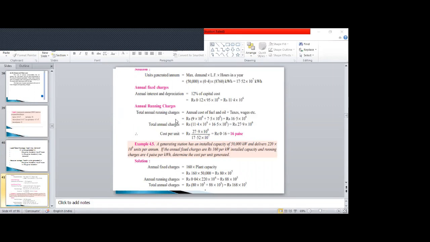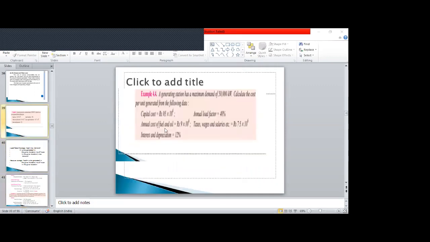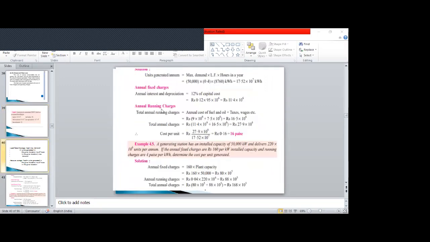Whereas annual running charge, as we have discussed, will be based on how much amount has been incurred for fuel and oil. This is the running or operating charges. Similarly, taxes, wages and salaries should be considered for the operating charges, as we have discussed in the theory. So when you are calculating annual running charges, total annual running charges will be annual cost of fuel and oil plus taxes, wages, etc. So the respective value you have to substitute here.